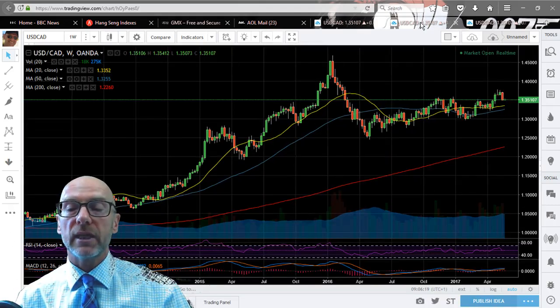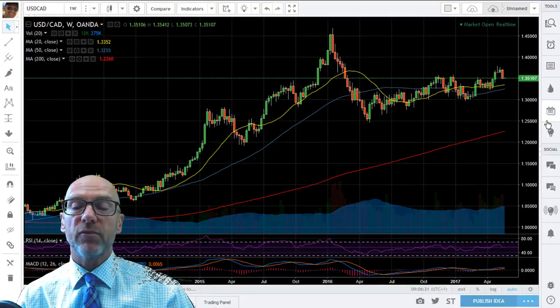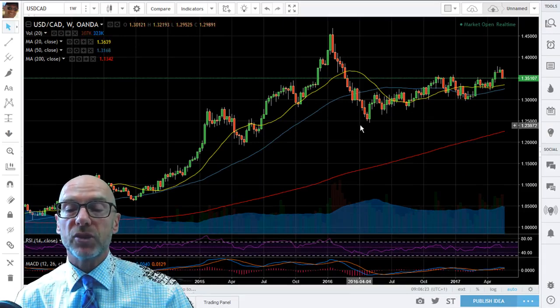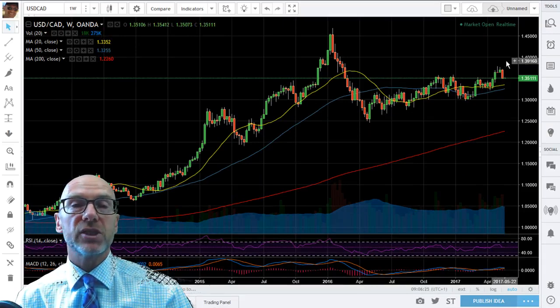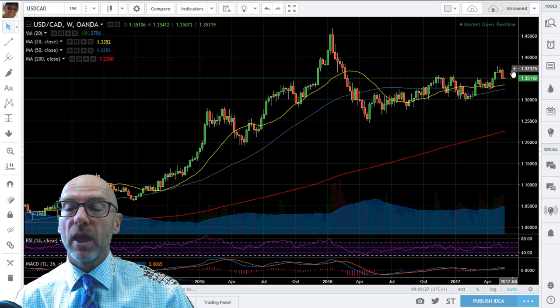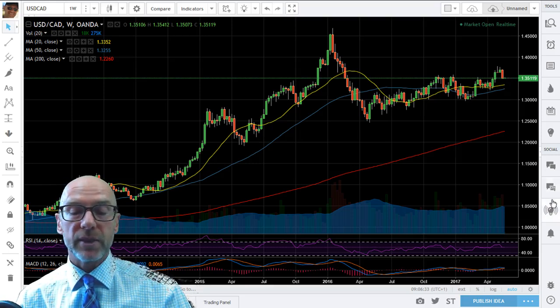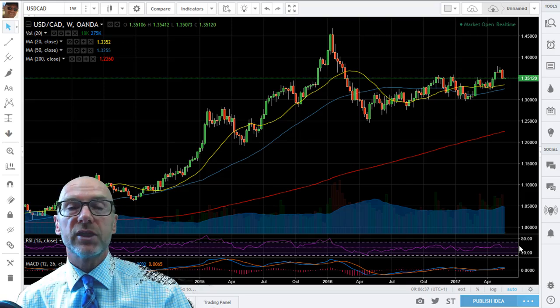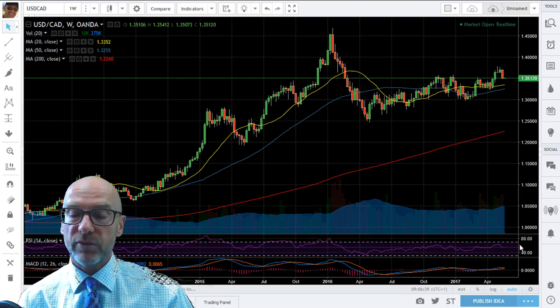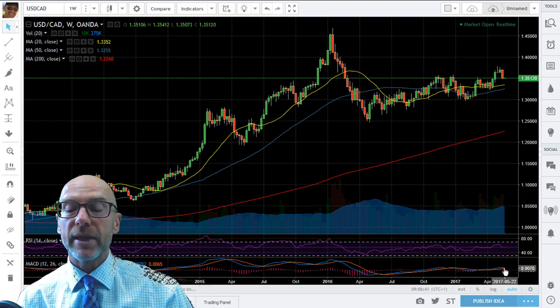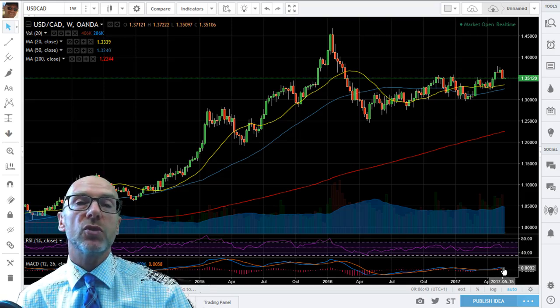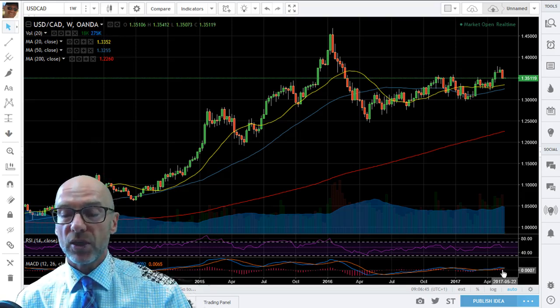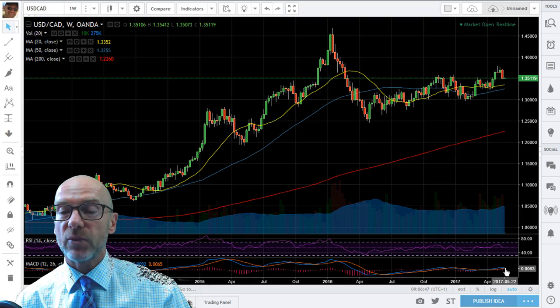On the weekly, slightly different picture here. We've got a nice uptrend in place. That's still in place. We're still actually slightly extended away from the 20 and the 50-week moving average. The RSI still in a slight uptrend, which is good, and it's still above 50, 54.71, and the MACD also, the short term is above the long term, so that's a good sign there as well.